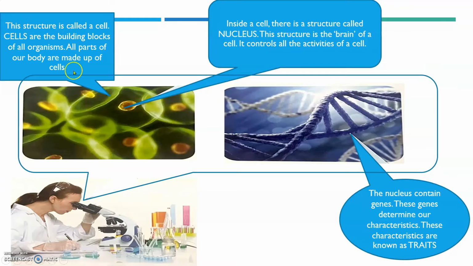This structure is called a cell. Cells are the building blocks of all organisms. All parts of our body are made up of cells. Inside a cell, there is a structure called the nucleus. This structure is the brain of a cell. It controls all the activities of a cell. The nucleus contains genes. These genes determine our characteristics. These characteristics are known as traits.